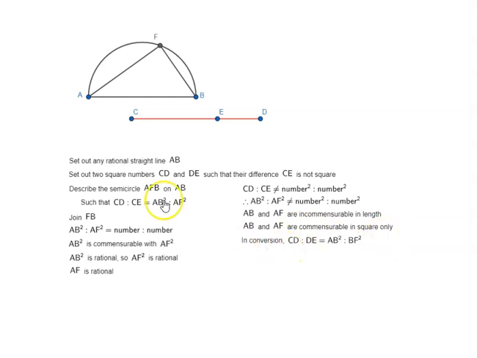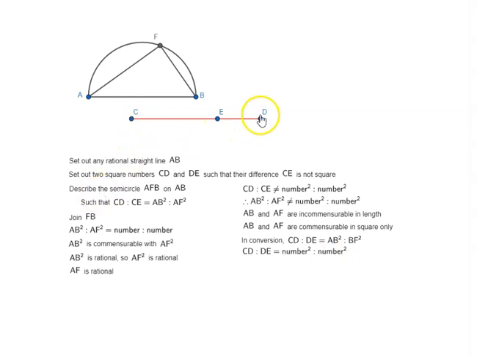So in conversion, we take this proportion and we do what is called converting. Basically, what we do is we take CD is to CE, but instead of CE, we take the excess. So CD is to DE is equal to AB square is to BF square. CD is to DE is equal to a number square is to number square ratio. Because now here we are not talking of CE, we are talking of DE. So CD is to DE has a number square is to number square ratio.